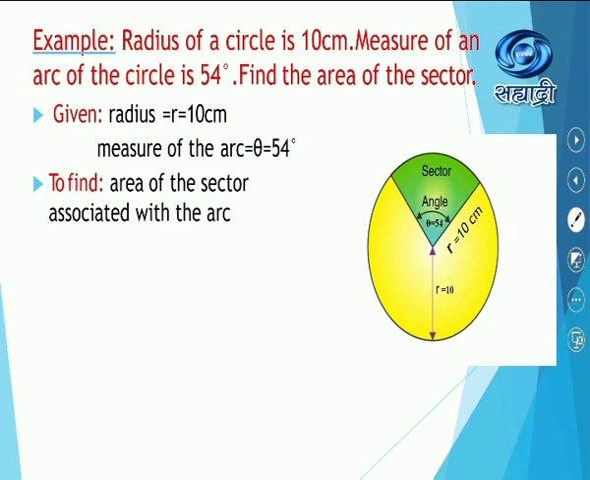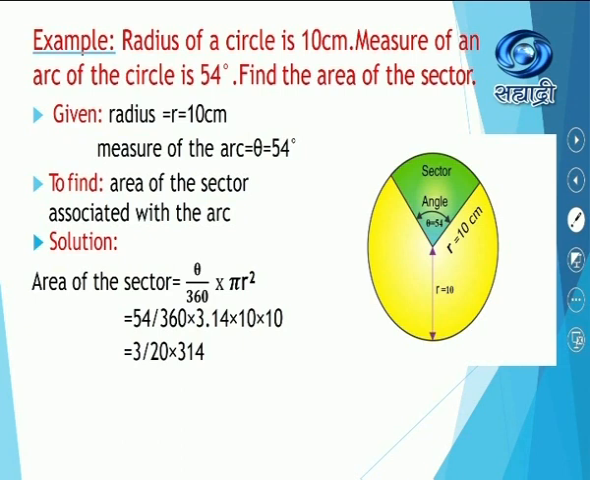Radius of the circle is 10 centimeter. Measure of an arc of the circle is 54 degrees. So measure of this arc is 54 degrees. Find the area of the sector. Now you know that measure of the arc is equal to measure of the central angle. This we have studied in our circle chapter. Therefore, here our theta is 54 degrees. So given radius r is equal to 10 centimeter, measure of the arc, that is theta, is equal to 54 degrees. Here you have to find out the area of the sector associated with the arc. So let us find out.